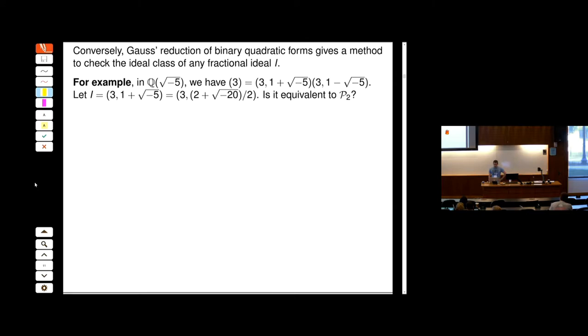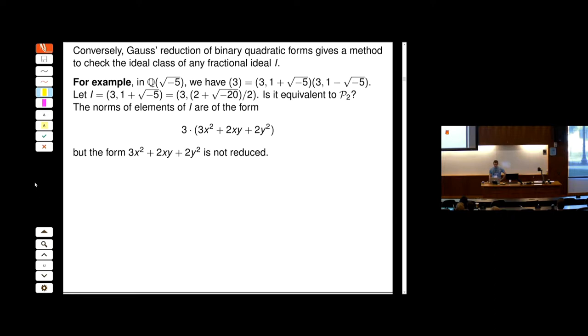So let's let I be one of those two ideals, (3, 1 plus the square root of minus 5), which, if you want to write it in terms of the discriminant of the ring of integers, which is minus 20, you have it in that format. Okay, so is it equivalent to P2, the ideal over 2? Let's try. So the norms of elements of I in that form are given by that expression.